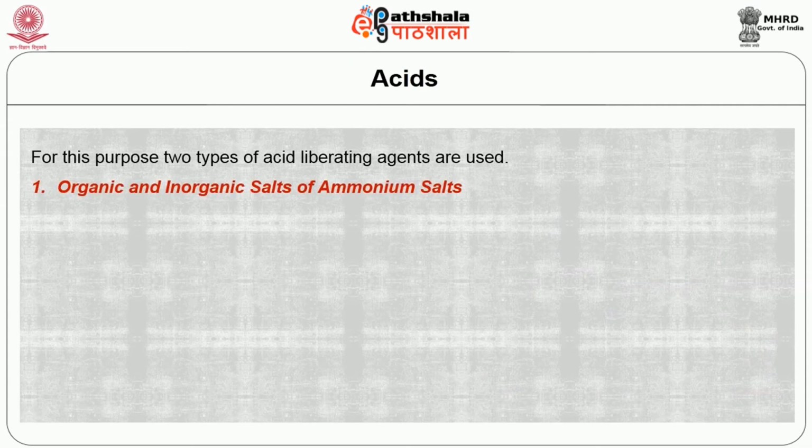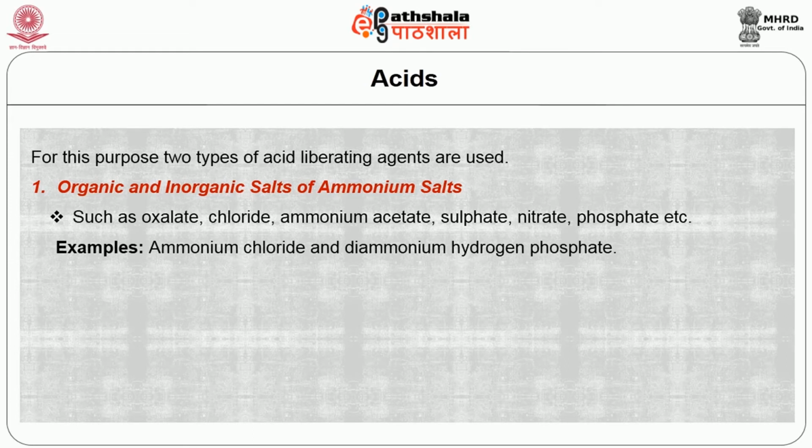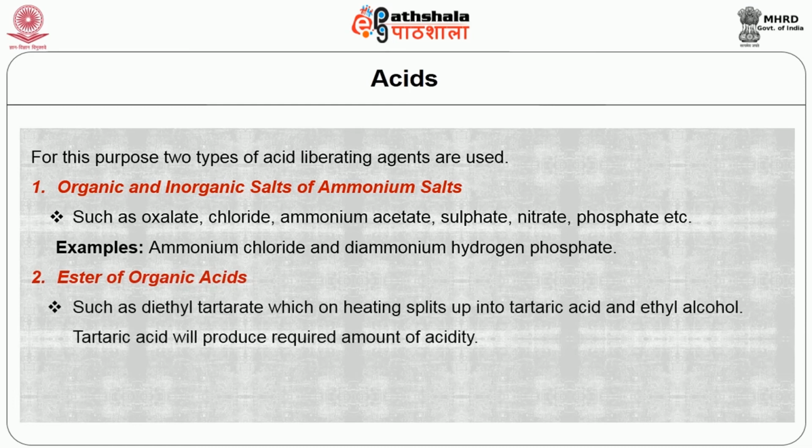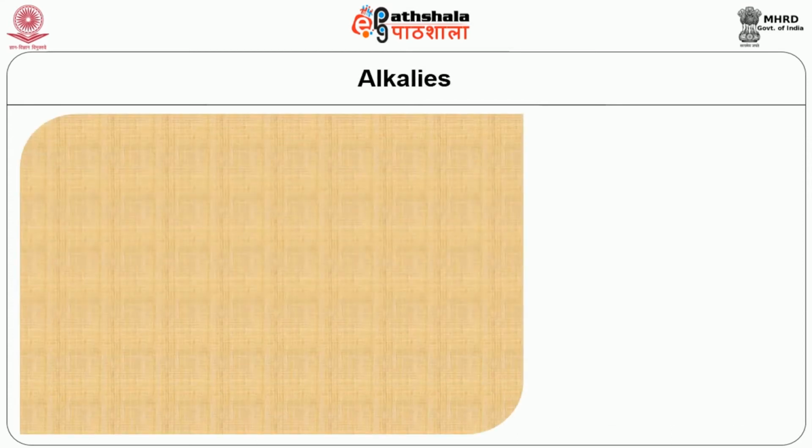Firstly, organic and inorganic ammonium salts such as oxalate, chloride, acetate, sulfate, nitrate, phosphate, etc. Ammonium chloride and diammonium hydrogen phosphate are examples. Secondly, esters of organic acid such as diethyl tartrate, which on heating splits into tartaric acid and ethyl alcohol. Tartaric acid will produce required amount of acidity. To prepare printing paste with reactive dye, free acids can be added such as formic, acetic, glycolic, tartaric, lactic and citric acids. Next auxiliary is alkalis.